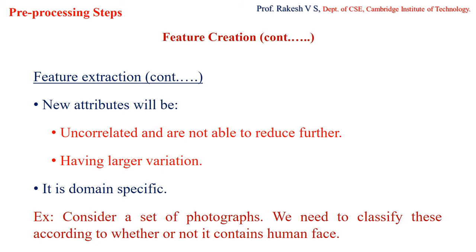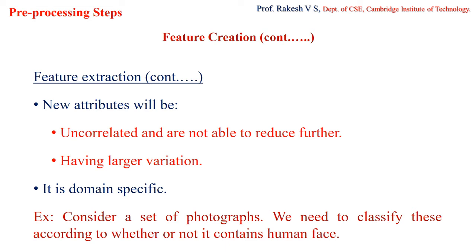Now, the new attributes found will be uncorrelated and are not able to be reduced further. That is one thing that we have to keep in mind. And the other thing is they have larger variation, otherwise the feature won't be able to provide the suitable information. So the new attributes have a larger variation, because of which they are able to provide the suitable information. Also, we can tell that feature extraction is domain specific. When I say domain specific, it means that a technique used for one field may not be used for another field.